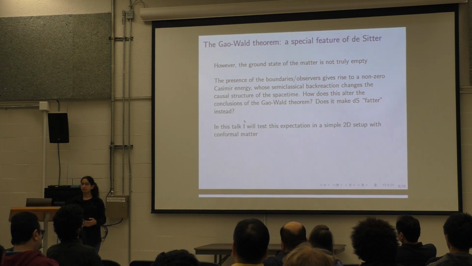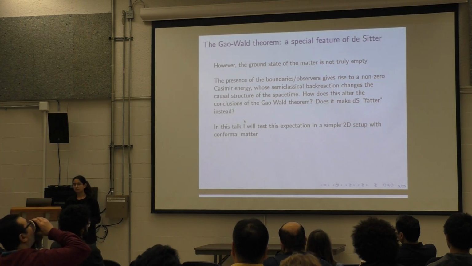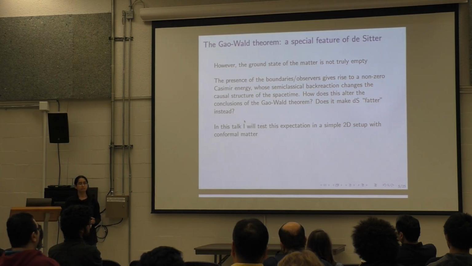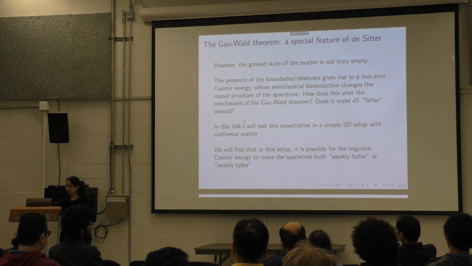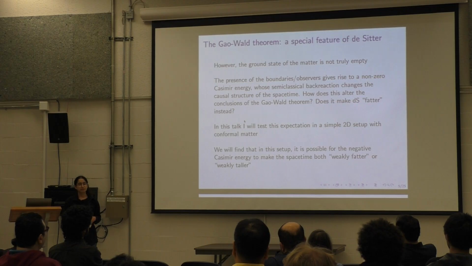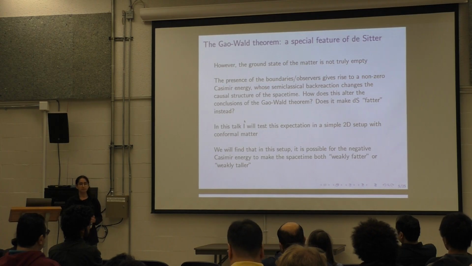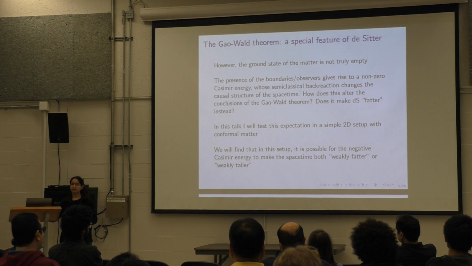So in this talk, I will test this expectation in a simple 2D setup where the matter content is some conformal field theory. And in particular, we will find that in this setup, it's possible for the space-time to become weakly taller or weakly fatter instead. I will define what I mean by these terms, but it's sort of different from the naive expectation.